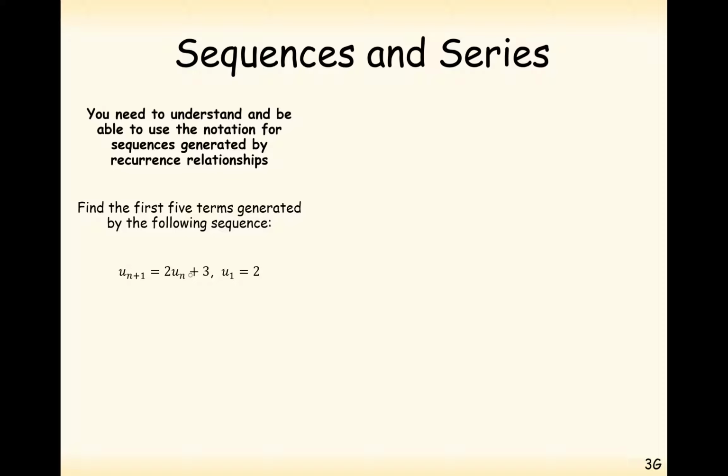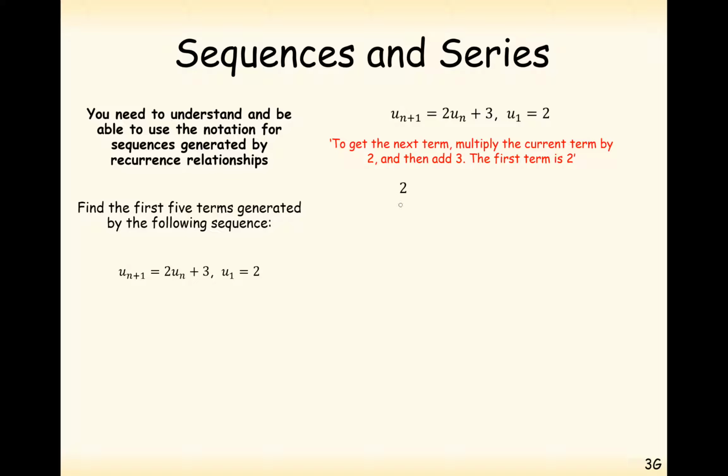Okay, let's have a look at a slightly more difficult one now. So we're starting at the value 2, and we're going to double the current term that we're at, and then add 3. So if we're starting at 2, this is effectively u1. To get u2, we're going to do 2 times the previous term, which was 2. 2 times 2 is 4, add 3 gives you 7. To work out u3, we're going to do 2 times the previous term, which was 7. So 2 times 7 is 14, add 3 gives us 17.